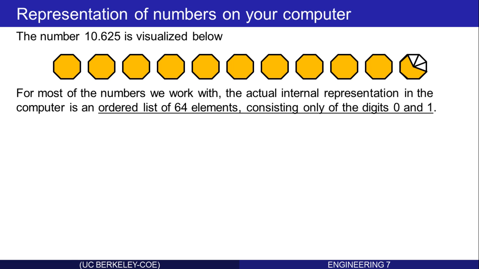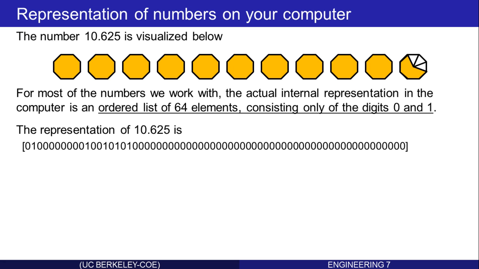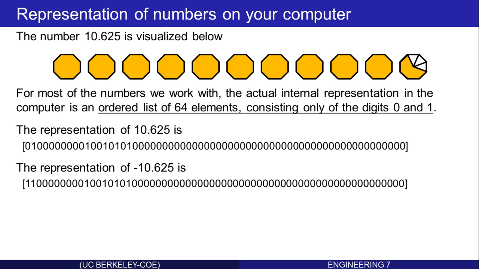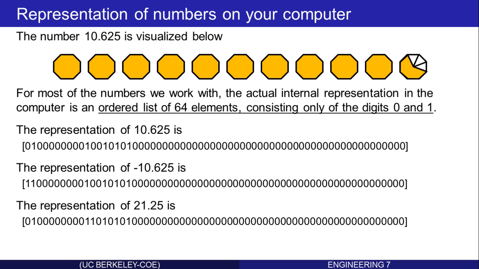For most of the numbers we work with, the actual internal representation in the computer is an ordered list of 64 elements, and these elements consist only of the digits 0 and 1. In that system, the representation of 10.625 is that 64-digit number of zeros and ones. The representation of negative 10.625 is almost the same, except the first 0 has switched to a 1. And the representation of 21.25 is like this.